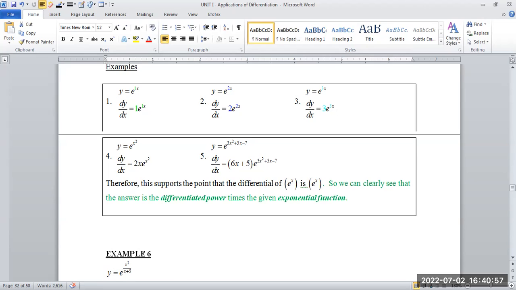So the differential of this function is the function itself. So your answer will have e to the x squared over x plus 5, but you have to differentiate now the x squared over x plus 5. So I was saying to you that is the quotient rule. Remember the quotient rule? So you have to use the quotient rule in order to get that piece done.